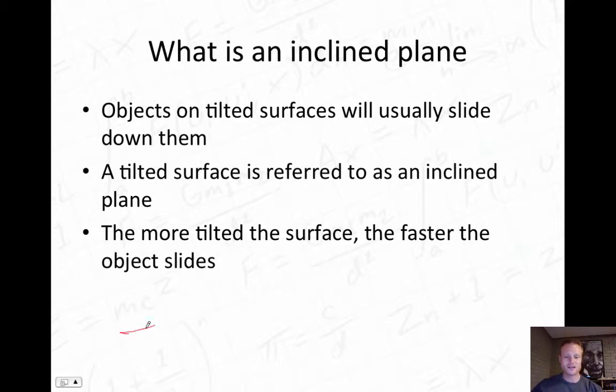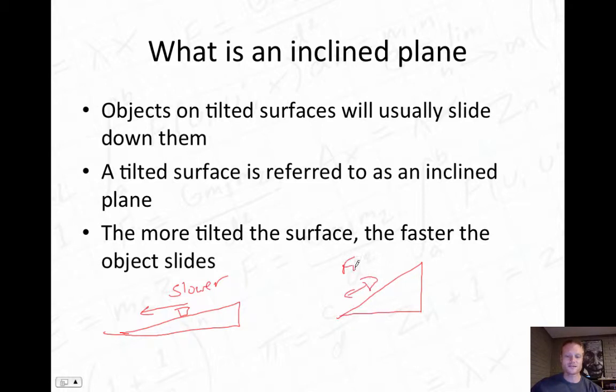So let's say you have an inclined plane that looks like this, and you put a box on it. This one will slide slower down the plane compared to, say, an inclined plane that looks like this. This one would go faster. Conceptually knowing that is useful for solving problems, just having that in the back of your mind.